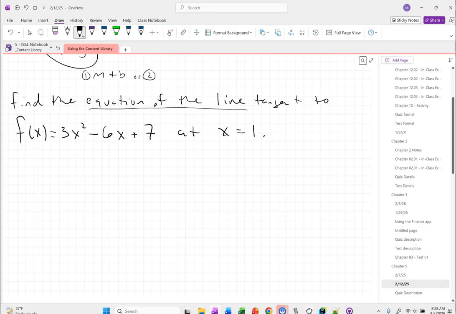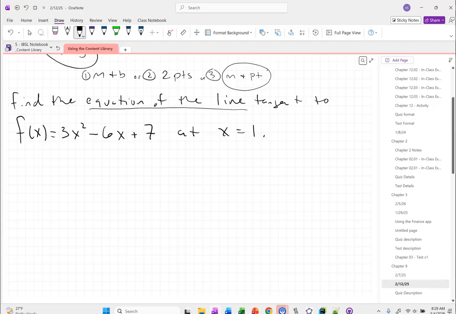Slope and y-intercept, or what else could I have? Coordinates, maybe. Okay, 2 points, or slope and a point, right? Those are basically the 3 situations. The one that we are going to be able to get is that one. We have enough information to get that one. So, how are we going to get the slope?